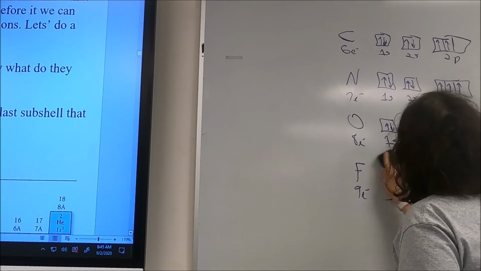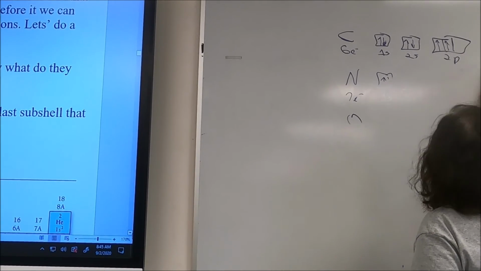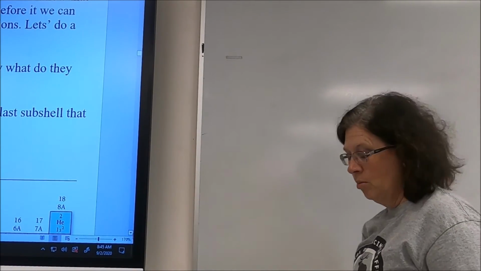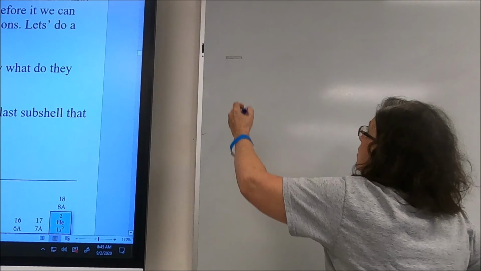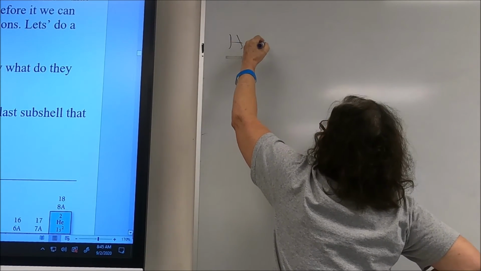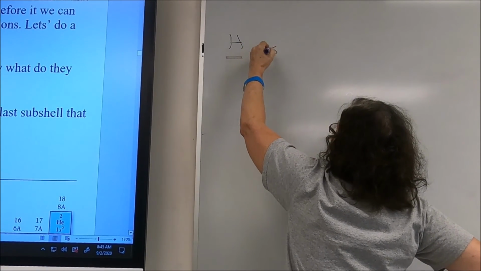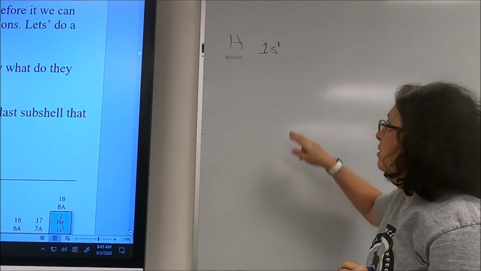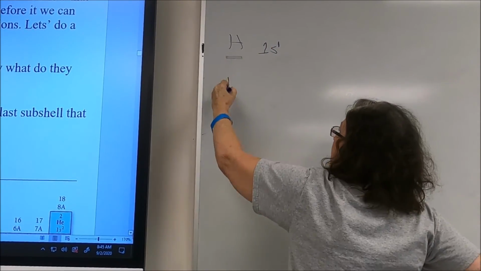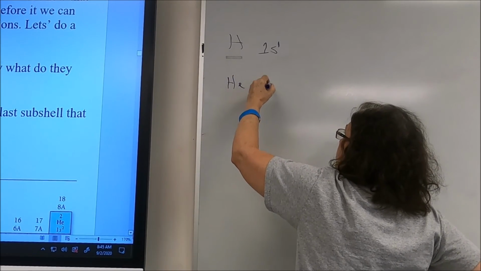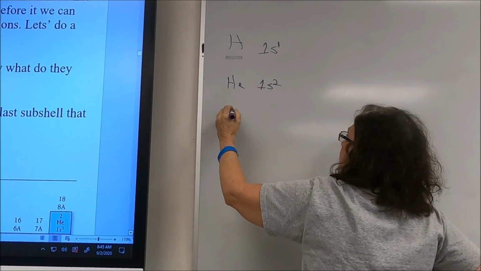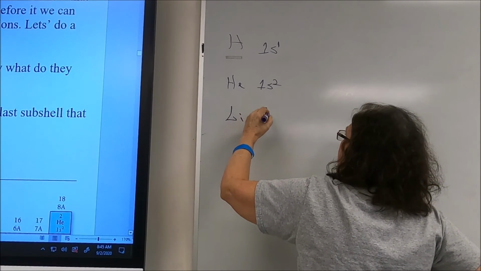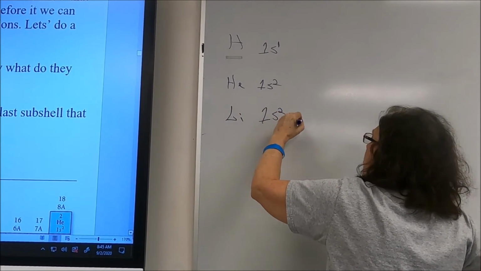And you have seen me do the box diagrams. I would normally put them all together, but I don't have enough room. So hydrogen with its 1 electron, its electron configuration, we would say is 1s1. Helium is 1s2. Lithium is 1s2, 2s1.